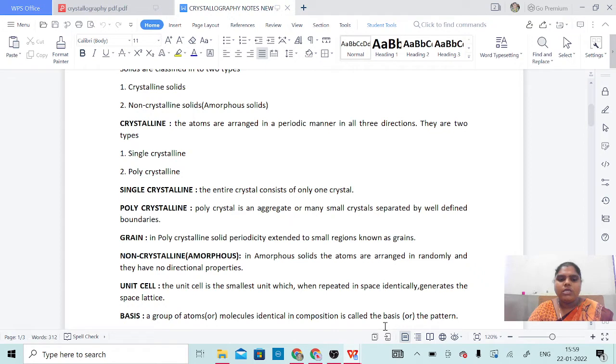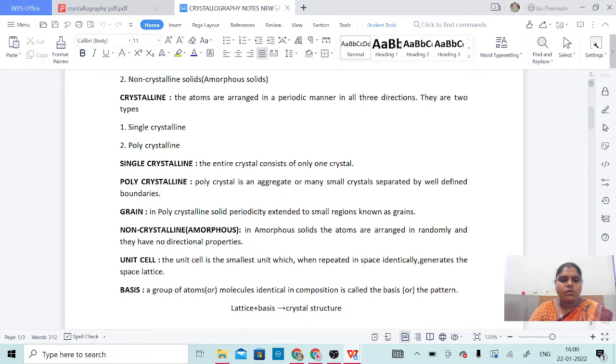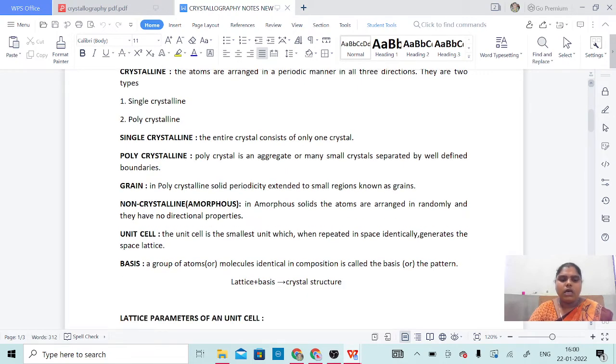Unit cell: the unit cell is the smallest unit which, when repeated identically in space, generates the space lattice. I will show the diagram of the unit cell also. Next, the basis: a group of atoms or molecules identical in composition is called the basis or the pattern. Lattice plus basis gives the crystal structure.